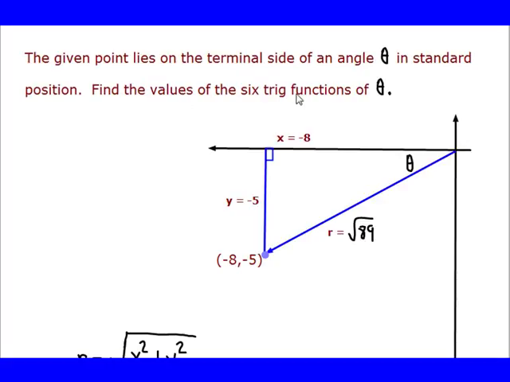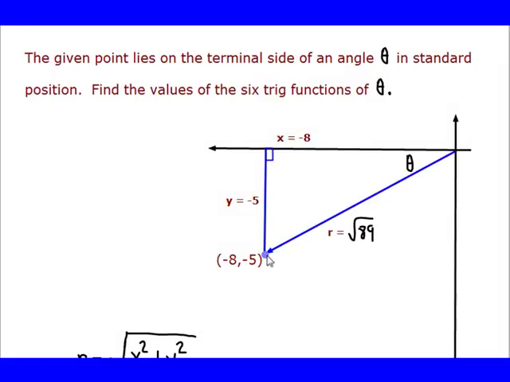Leading into that, let's get right into this problem. The given point lies on the terminal side of an angle theta in standard position. Find the values of the 6 trigonometric functions of theta. So the coordinate that we were given is negative 8, 5.